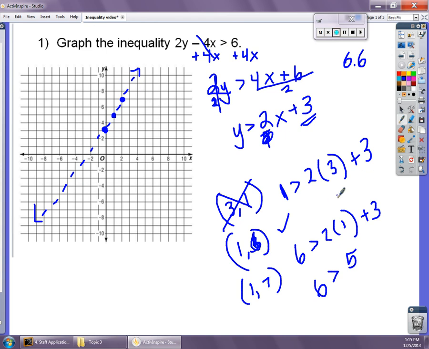So what we're going to do is shade. And what we do is we test a point. I thought of the point 3, 1. And because this is not true, when you plug in a 3 for x and a 1 for y, you end up with 1 is greater than 9. Well, that's not true. So where is the point 3, 1? The point 3, 1 is over 3, up 1, right here. So this point right here is not part of your solution, which means everything on the other side of the line is part of your solution. So what we do is we shade in the entire part on the other side of the line.